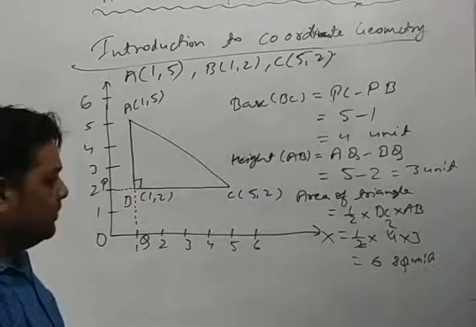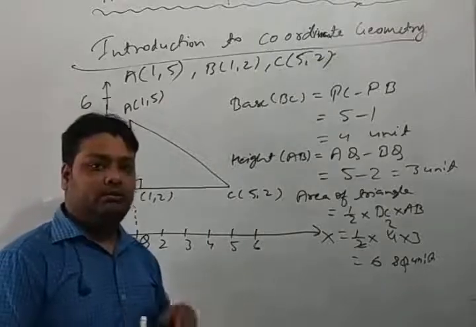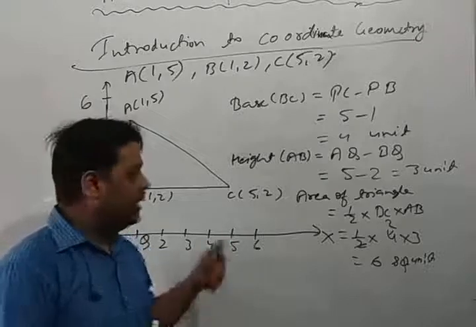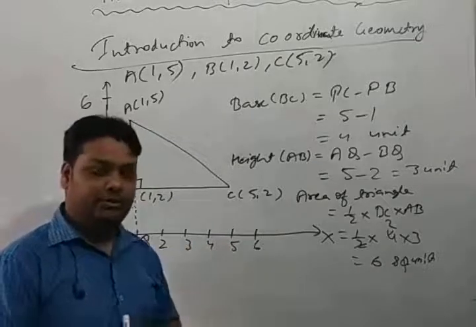Okay, so I hope that you all have understood how to find the coordinates of a point on the graph and how to find the area of a triangle after joining 3 points. Okay, dear?